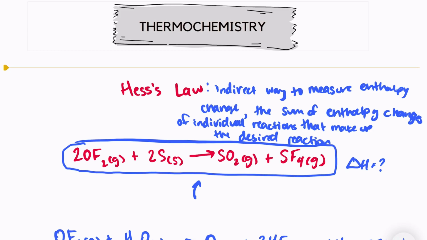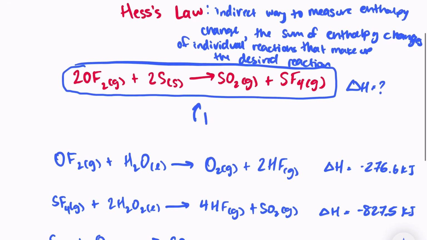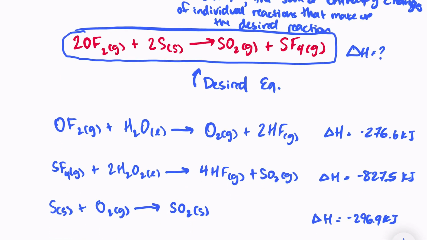If you're trying to solve a Hess's law problem, you'll be given the desired equation. This is what you're trying to solve for. You'll also be given multiple equations, 2, 3, 4, or maybe even more, that make up this equation, and we have the enthalpy changes for all of those. We're going to manipulate all three of these equations so that when we add them, the sum will equal the desired equation. At the end, we'll add the sum of all of the enthalpy changes as well.